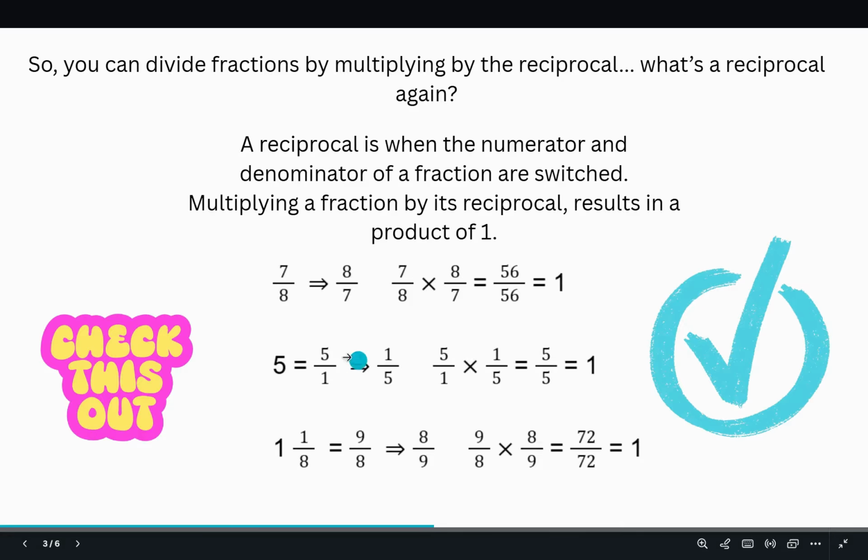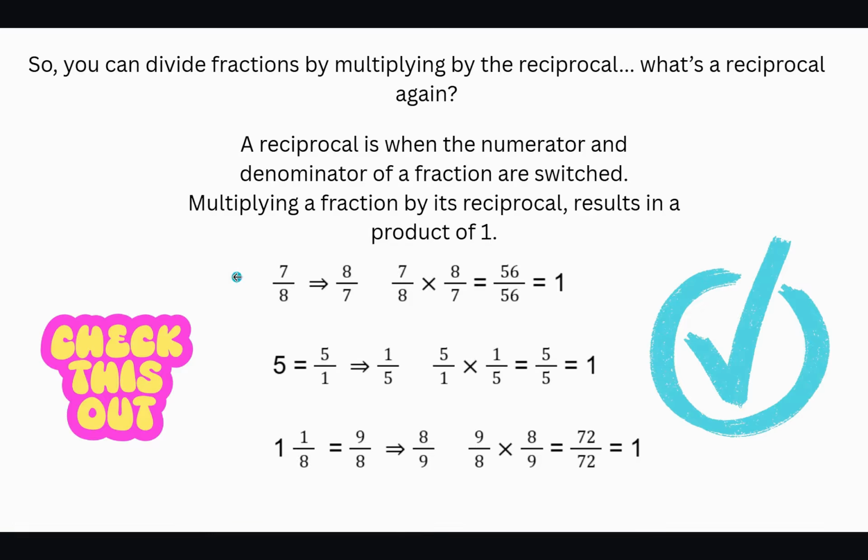And so my first one I have is 7/8, and so its reciprocal is 8 over 7. Notice that when you have that fraction format, numerator over denominator, you are just switching the two. And then you can see that, okay, if we take the 7/8 and we multiply it by its reciprocal, 8 over 7, we end up with 56 out of 56, which is a whole item. So it equals 1. That checks out.